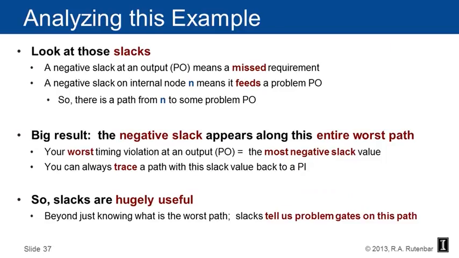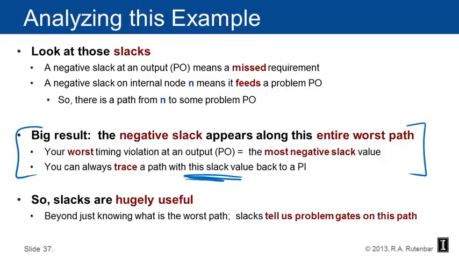Lots of interesting things going on with the slacks. A negative slack in an output means a missed requirement. That's not a surprise, right? We have some -3 slacks going on there. That means something shows up 3 units of time after the capture edge on the clock. A negative slack on an internal node means it feeds a problem primary output. So there's a path from that internal node to some problematic primary output. And the big result is that the negative slack appears along the entire worst case path. Your worst timing violation is at a primary output with the most negative slack value. And you can always trace a path with this exact slack value back to the primary input, and every node on that path has that exact same worst case slack. This is a hugely useful result, an enormously useful result.